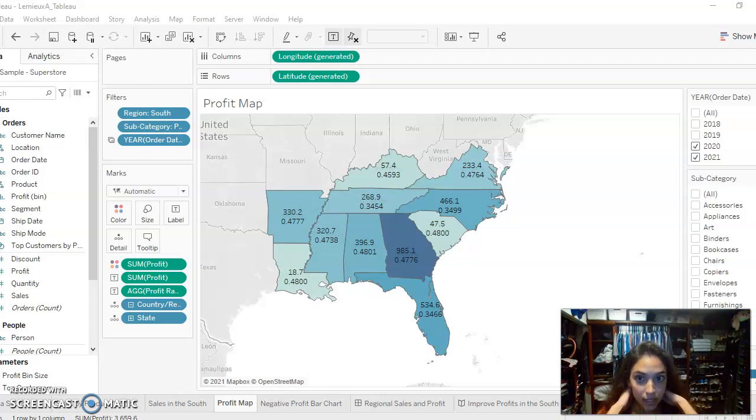Please excuse me, I'm in my closet. This is the quietest place in my house right now, so that's all that matters.